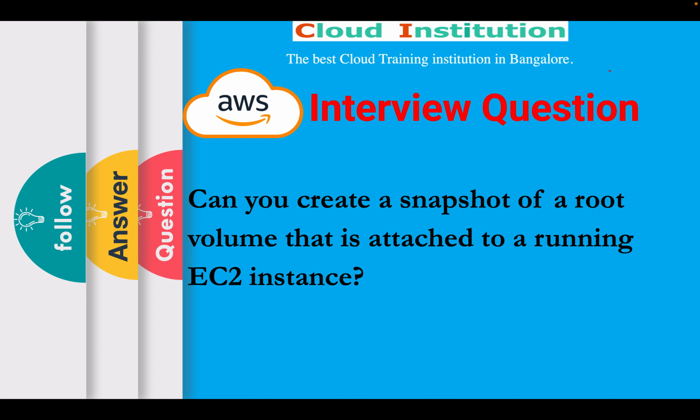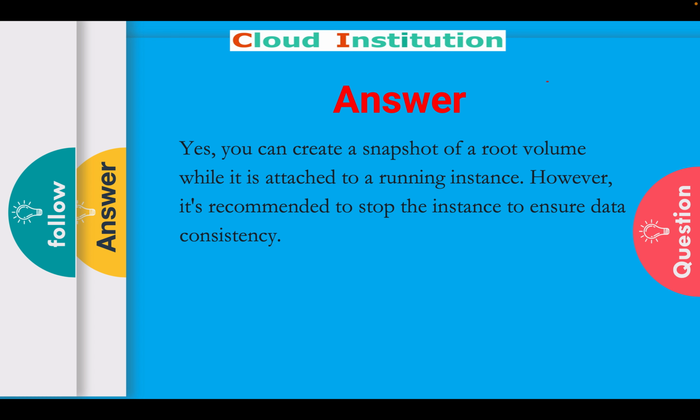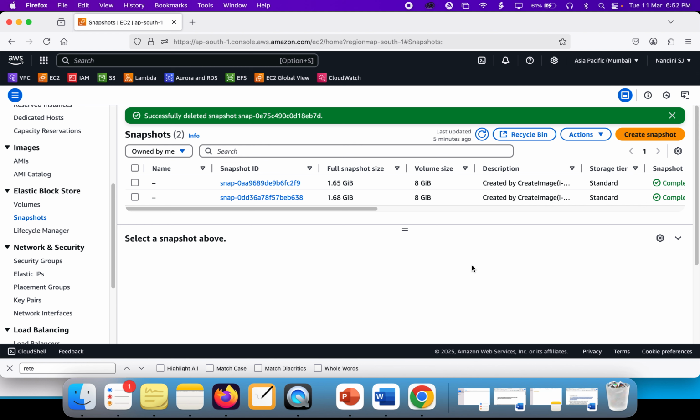Now, is it possible for us to create a snapshot of the root volume that has been attached to the running instance? The answer is going to be yes. You can create a snapshot of a root volume while it is attached to a running instance. However, it is recommended to stop the instance to ensure data consistency. So let's see how to create a snapshot using the root volume. Let's go back to our AWS console itself.